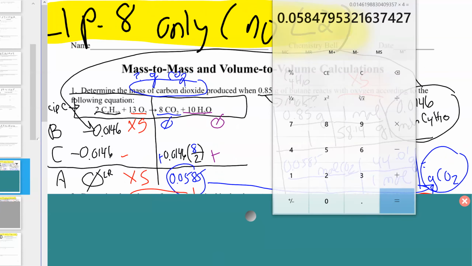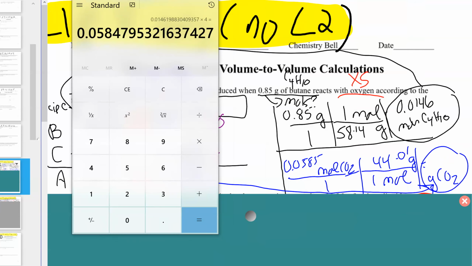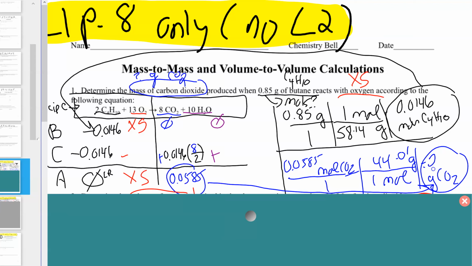So let's use our calculator. 0.0585 times 44.01. We're going to get a final answer of 2.573 grams. Now look back at the original problem. There's 2 sig figs, so let's round to that. It's actually going to be 2.6 grams of CO2 as my final rounded answer.